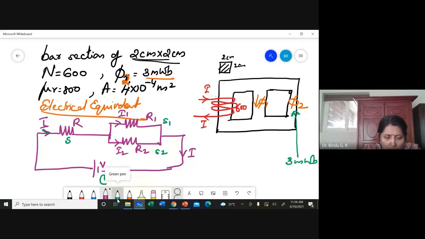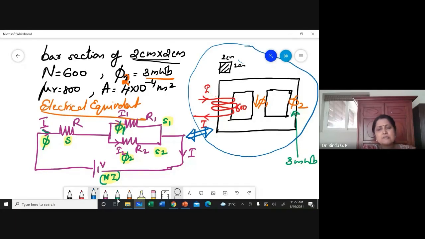Now, instead of current I, what do I have here? Flux phi. I have a flux phi 1, I have a flux phi 2. Okay, so this is what I have now. These are the magnetizing quantities or magnetic circuit quantities. Hope this is clear. So these two are the same, okay? Whatever I have drawn in the magnetic series parallel circuit is the same as this, okay?